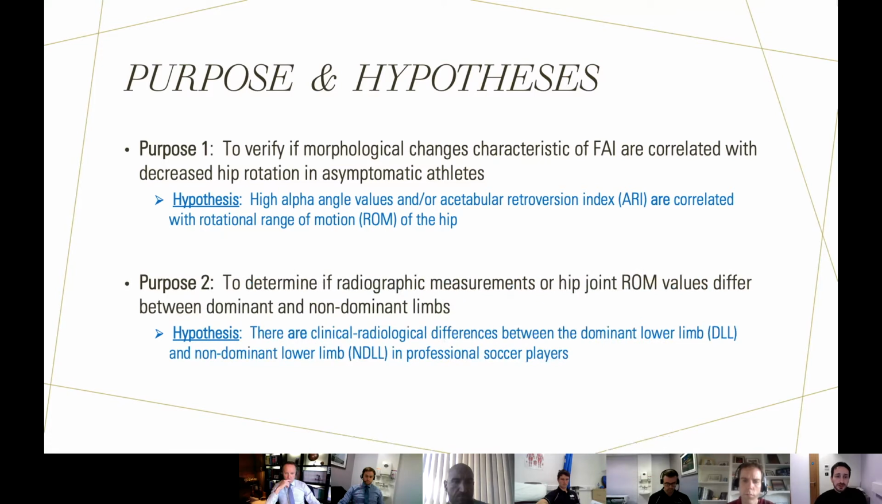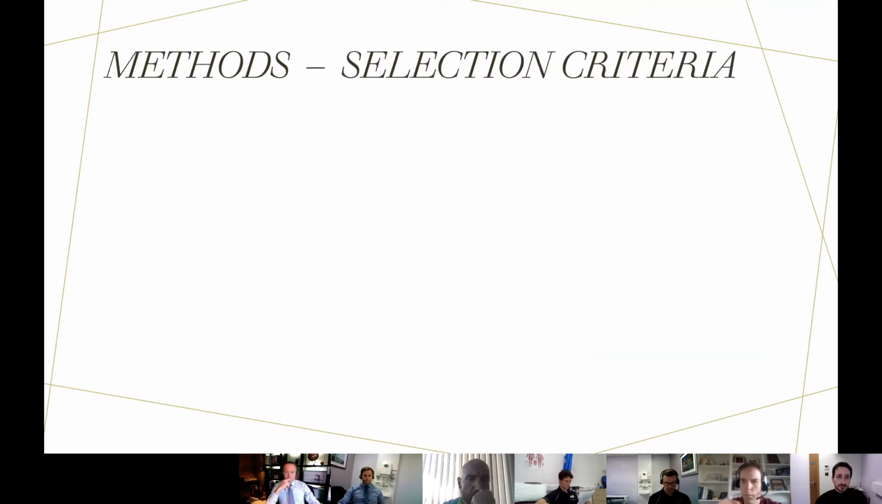Secondly, they wanted to determine if radiographic measurements or hip joint range of motion values would differ between dominant and non-dominant limbs. And again, their hypothesis here was that there are clinical and radiological differences between the dominant lower limb and the non-dominant lower limb in professional soccer players.